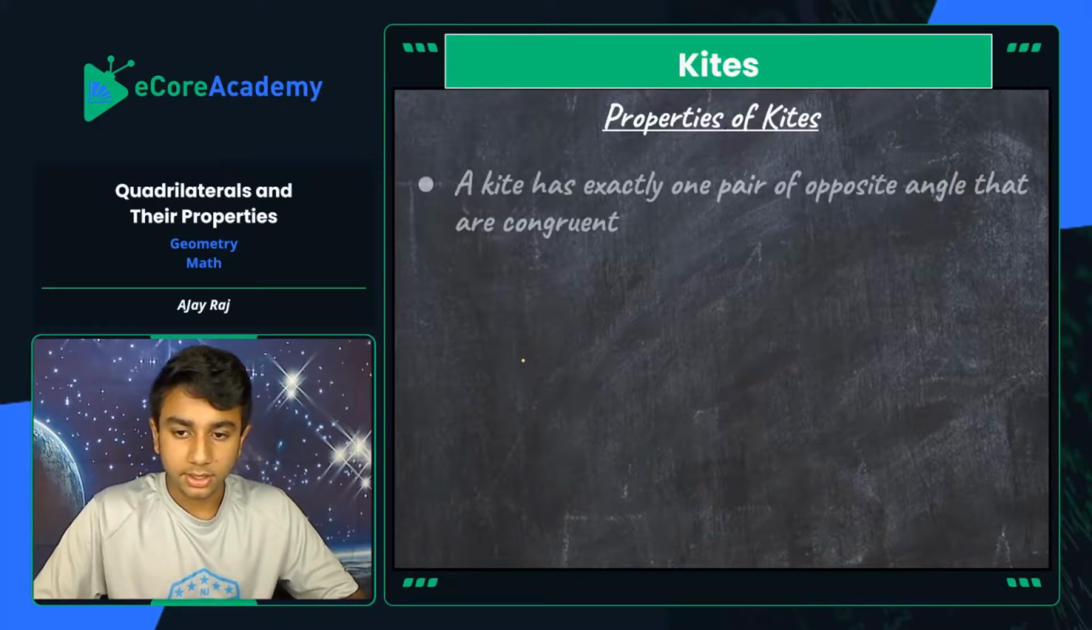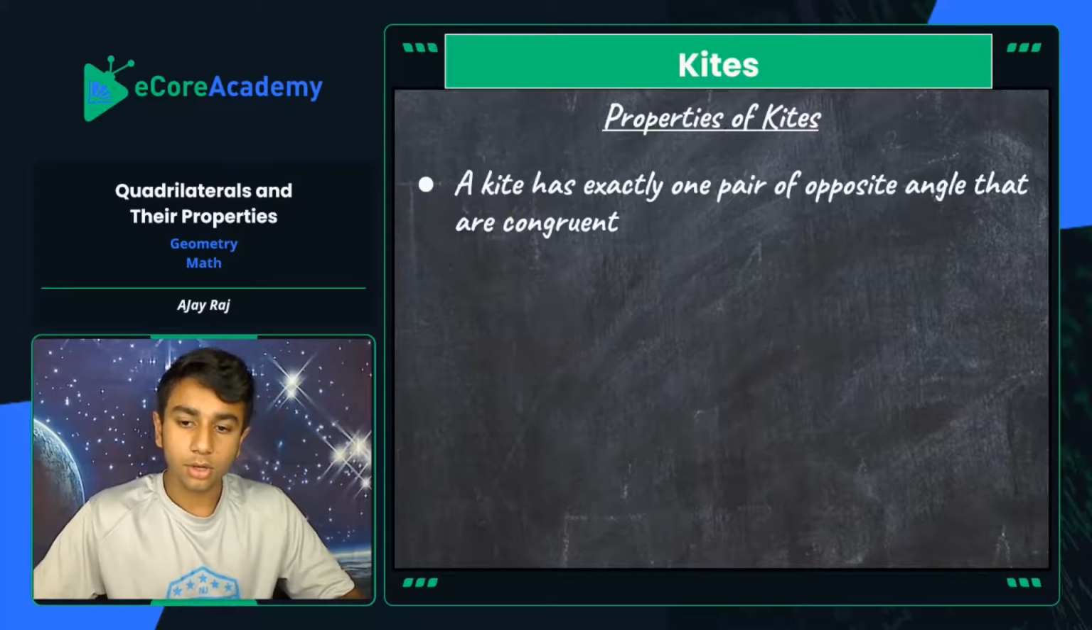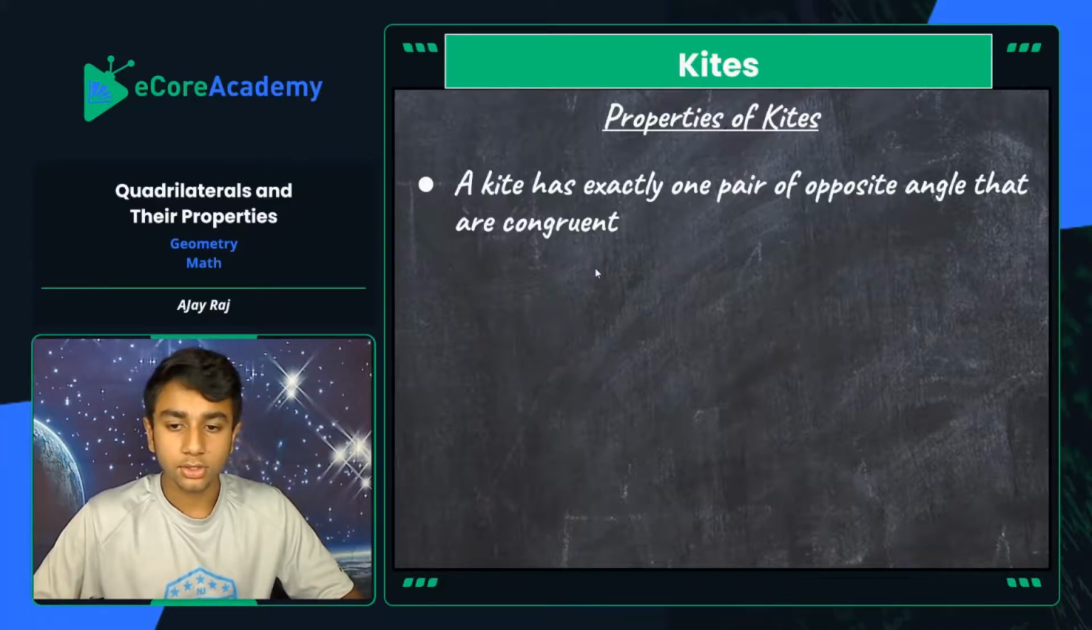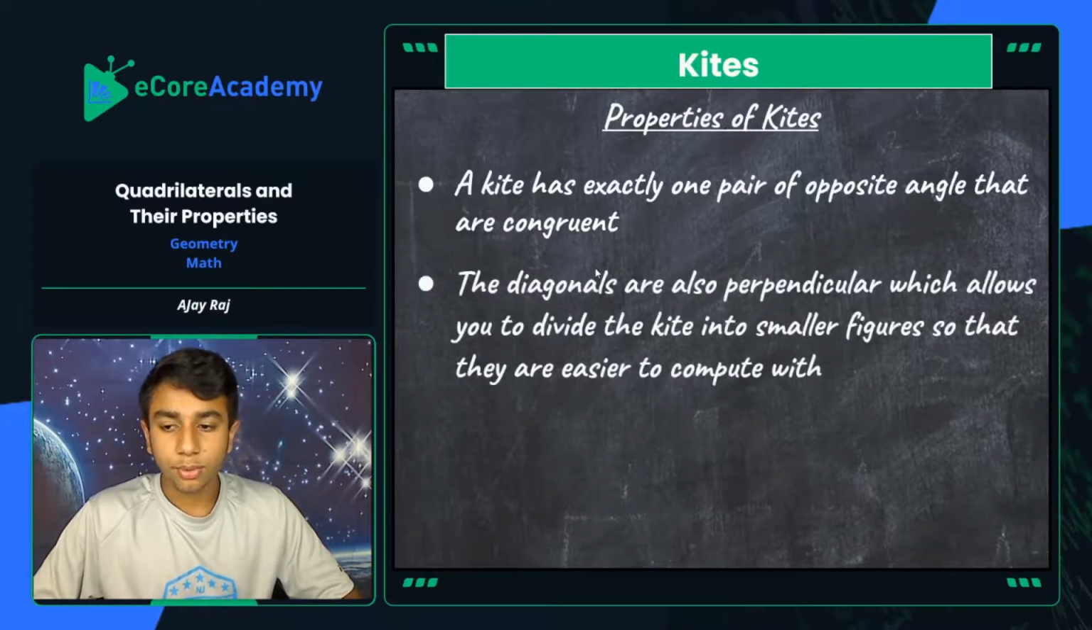So properties of kites. A kite has exactly one pair of opposite angles that are congruent. The other pair are non-congruent, and they're not interrelated. These two pairs of angles will not be interrelated. And then the diagonals are also perpendicular.